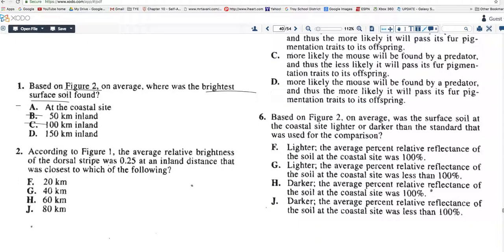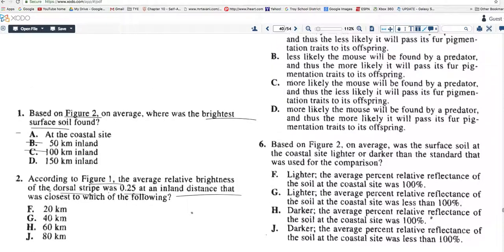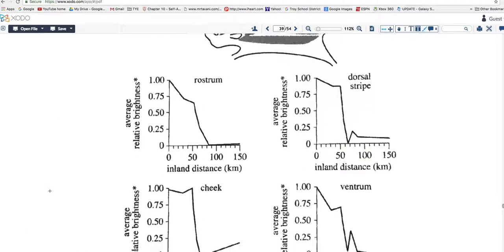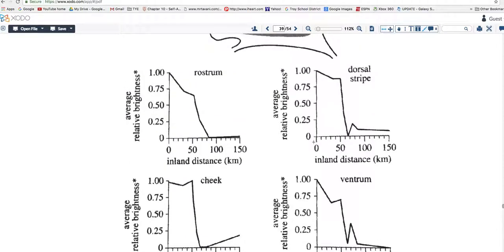All right, number 2. Who can do that? What do we underline? Manvita. Underline figure 1, and then underline dorsal stripe, and then 0.25 and inland distance. Actually, you don't need that. Okay. And then you look at figure 1, and then you go to the dorsal stripe graph, and when you go to 0.25, it hits the line at about 60.